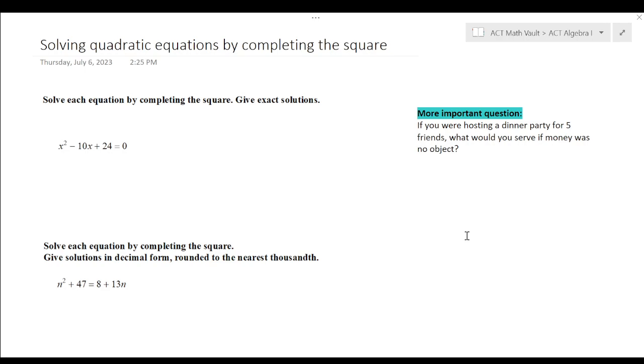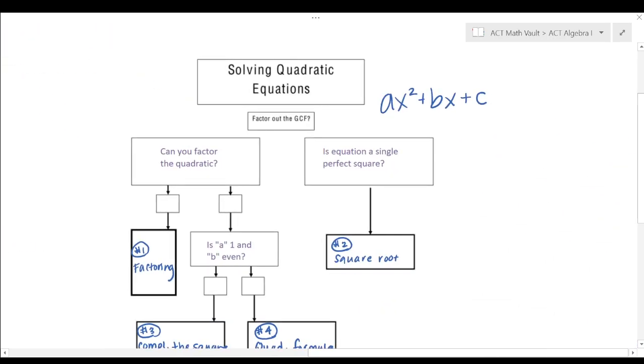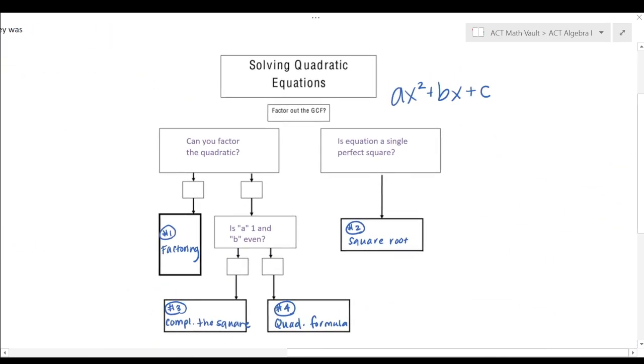So when should you use completing the square? Well, let's look at this flow chart. This is what we use in class to pick which of the 4 makes the most sense. So the first question you ask is, is there a GCF, a greatest common factor? And you would want to take that out right away. Then you think, can you factor the quadratic? If the answer to that is yes, then you would do factoring.